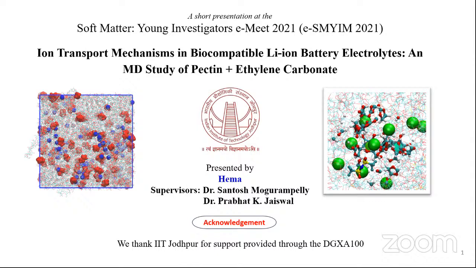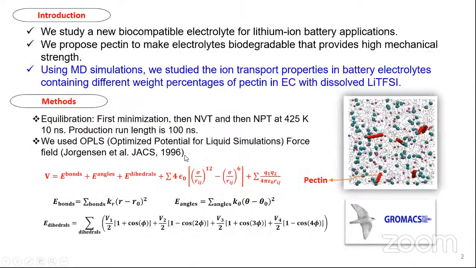I'm investigating a new electrolyte consisting of pectin, which is a biopolymer. In many experimental studies, people propose this pectin, but no theoretical study is found. And why is pectin used? Because pectin has a biodegradable property, and also it has good mechanical properties and increases the viscosity.